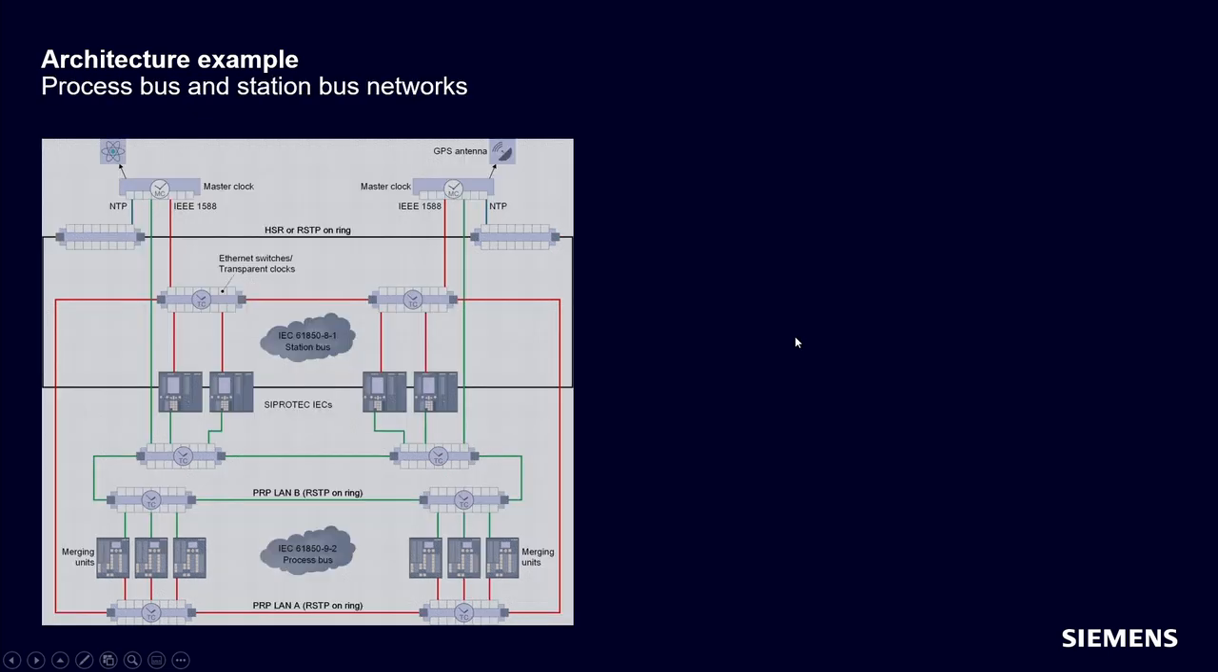If we extend this configuration with a station bus, then you see here the device is also connected to this black network. The station bus is completely independent. It can be RSTP, HSR, or PRP, depending on the need of the project. And here we are also using the same master clocks to feed NTP signals into the station bus.